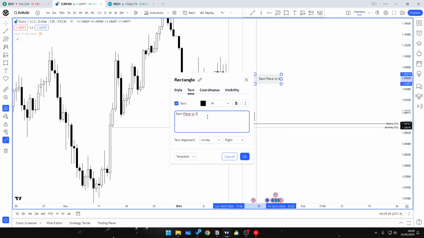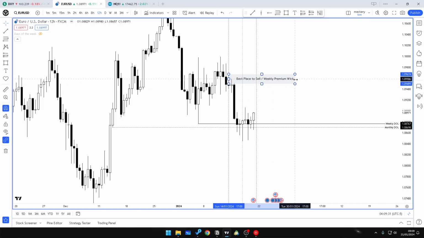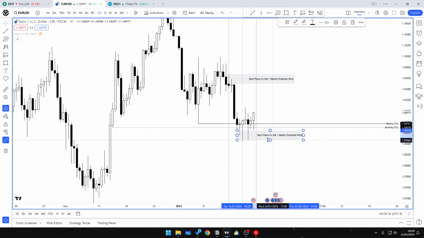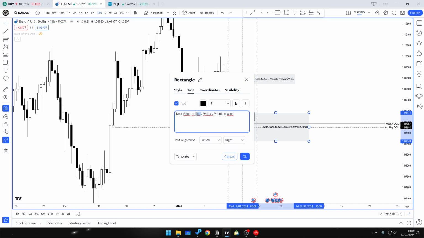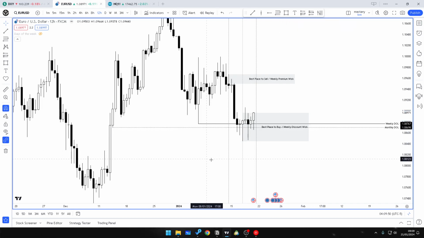Best place to sell, weekly premium week. And now the discount week goes from this close to this low. Best place to buy, weekly discount week, from the weekly low, weekly close, open, weekly open, weekly high.